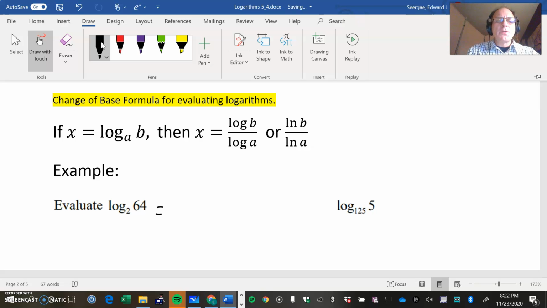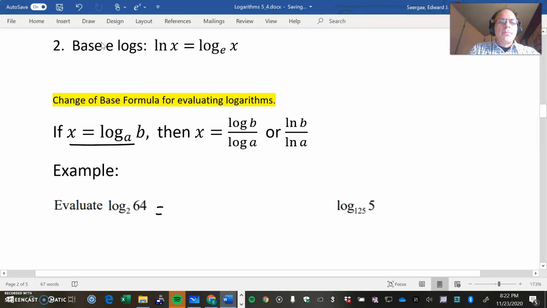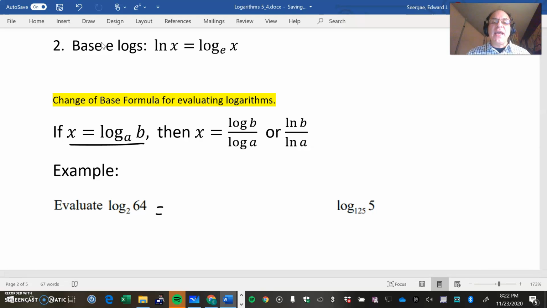So if x is equal to log base a of b, then I can simply change base a to base 10 or base e, and then use my calculator to evaluate. That means x is equal to log base 10 of b over log base 10 of a, or just log b over log a. So the base, which is a, goes on the bottom. So a goes on the bottom, and the log of b goes on top. Or I can use natural log of b over the natural log of a.